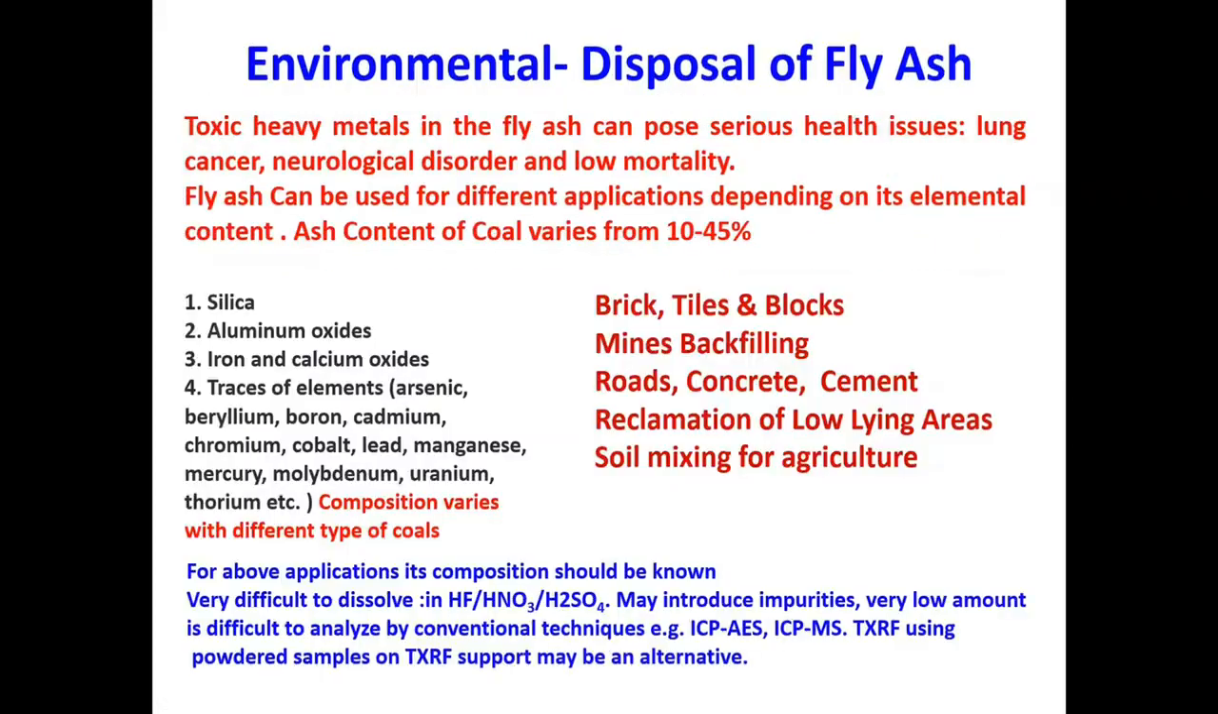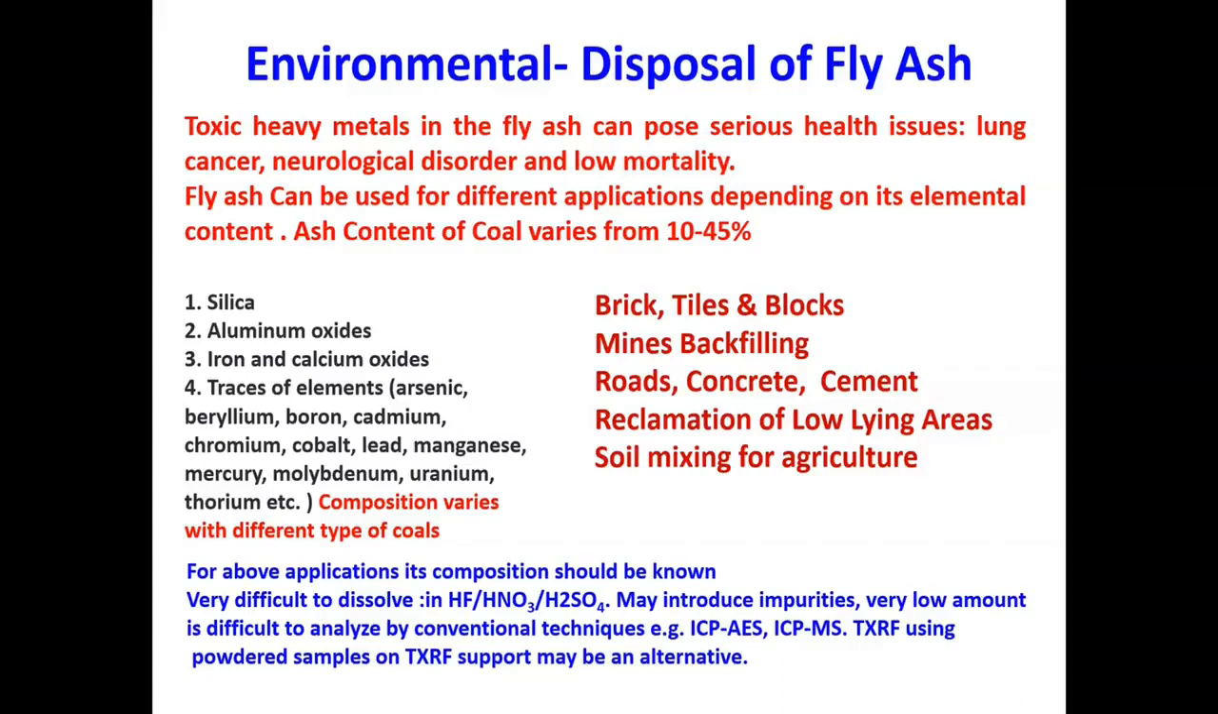Now, if we come to the composition of the fly ash, it has silica, aluminium oxide, iron and calcium oxide, and traces of elements like arsenic, beryllium, boron, cadmium, chromium, cobalt, lead, manganese, mercury, molybdenum, and some uranium and thorium also. The composition varies with different types of coals and plants. Fly ash is used for production of bricks, tiles, blocks, mine backfilling, making roads, concrete, cement, reclamation of low-lying areas, and soil mixing for agriculture. It can be mixed with soil so that it can be used for agriculture.